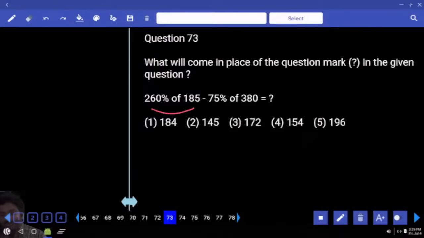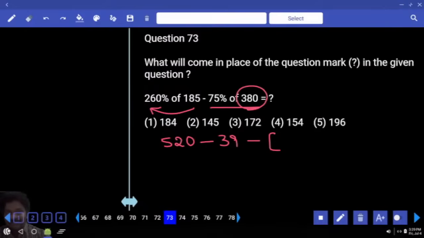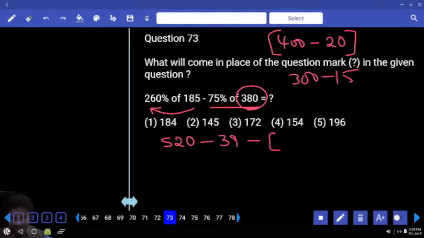Right. 260% of 185 or 185% of 260, one and the same. Let me calculate 185 percentage. 200% minus 15%. 200 percentage is exactly double. 15%, 10% plus half. 26 plus 13, 39. Keep it aside. From this we have to subtract 75% of this number. Half plus half of the number. Or you can treat this number as 400 minus 20. 3/4 of that number will be 15 less than 300, which is 285.